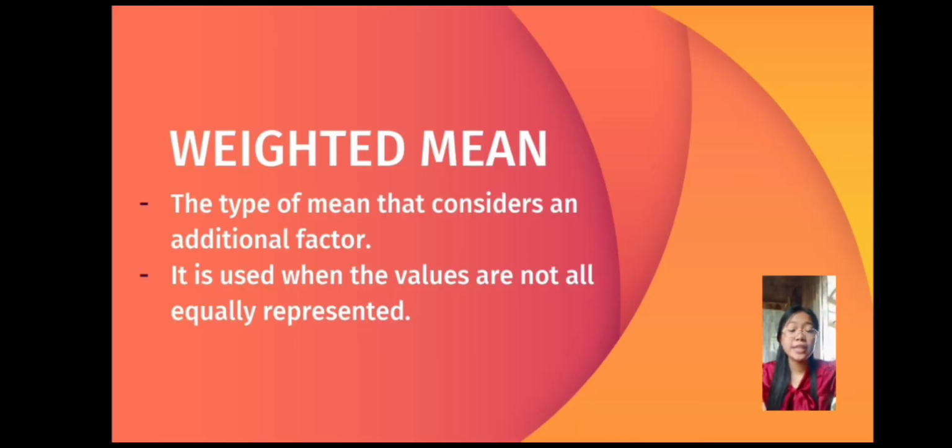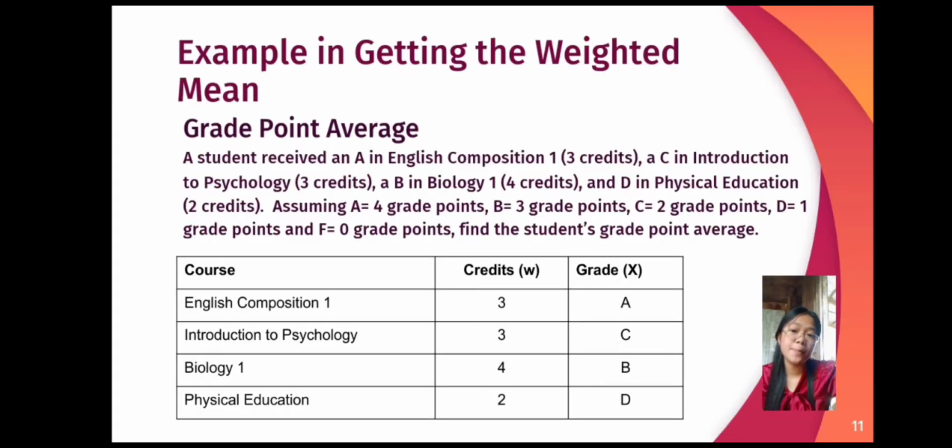So we have here another topic, which is the weighted mean. Weighted mean is a type of mean that considers an additional factor. It is used when the values are not equally represented. So we have here an example, grade point average. A student received an A in English Composition 1, 3 credits, a C in Introduction to Psychology, which has 3 credits, a B in Biology 1, which has 4 credits, and a D in Physical Education, which has 2 credits.